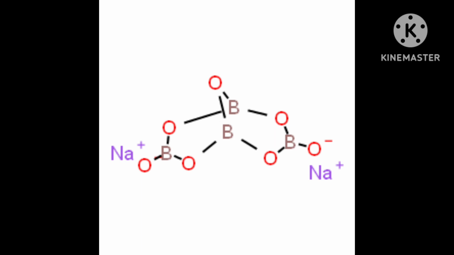Another reaction: B2H6 plus 2CO, carbon monoxide, gives 2BH3CO. Here again carbon monoxide is attached; that is the adduct.